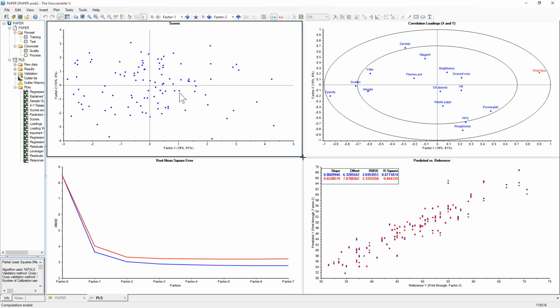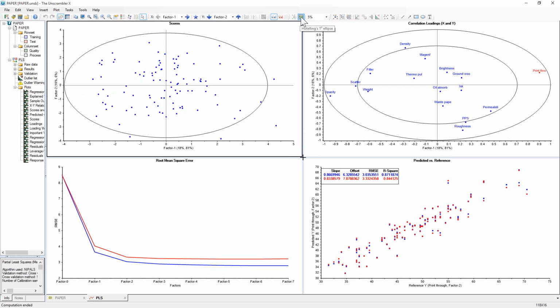We can take a look at our scores plot, put our Hotelling's T-squared ellipse around there. This is kind of what we expect to see. Right now I have this set at a 95% confidence interval. That means that 95% of the time your normal data will fall inside the circle. We have a couple of points that are outside of the circle, but they're not very extreme, so I'm not worried about them being outliers.